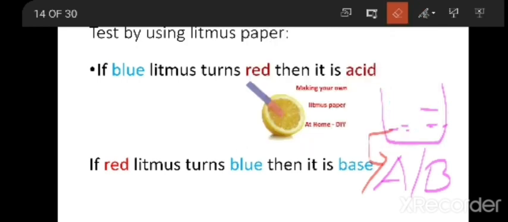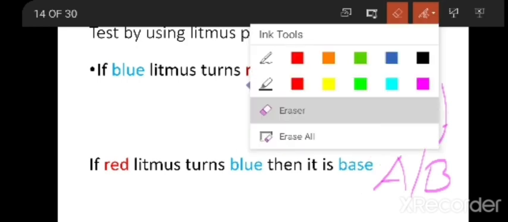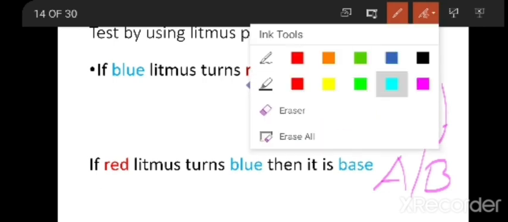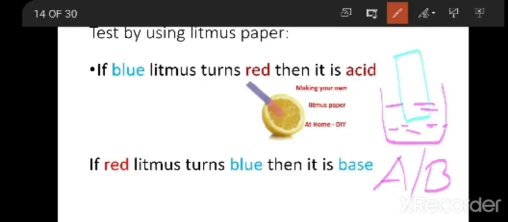For example, here again we have changed the solution. We took blue litmus paper and the color of the blue litmus paper did not change. It remained as it is, with no color change. Then the solution which is present in the beaker will be base.